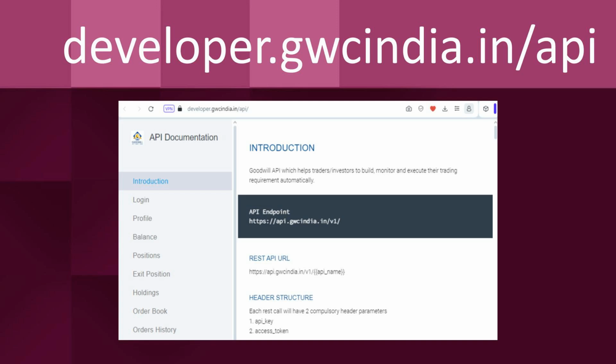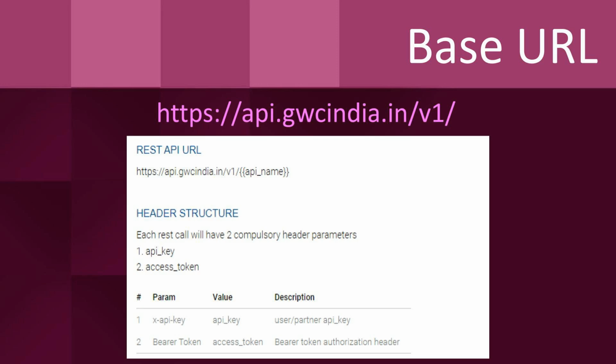Please visit developer.gwsindia.in and read the API documentation. This is the base URL. Along with it, you need to append the endpoint URL for each specific request. After login, you must include the API key and access token as a bearer token with each request.